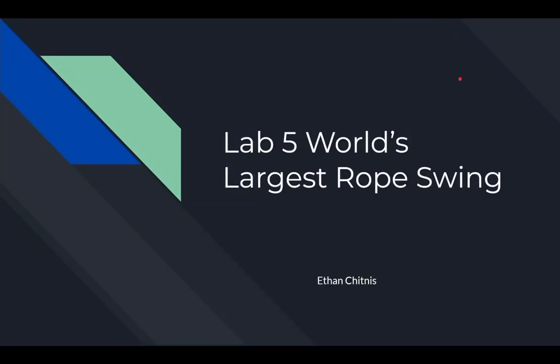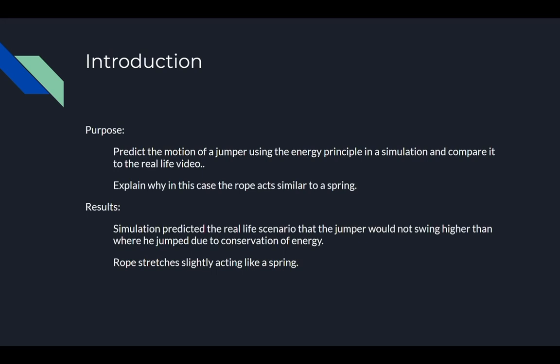Hello, my name is Ethan Chinnis, and this is lab number 5, the world's largest rope swing. The purpose of this lab is to predict the motion of a jumper using the energy principle in a simulation and compare it to the real-life video. It is also to explain why, in this case, the rope is acting similar to a spring.